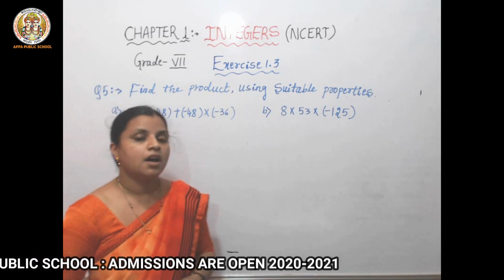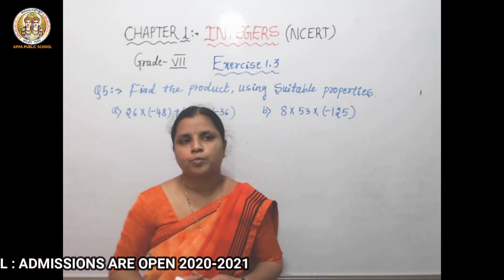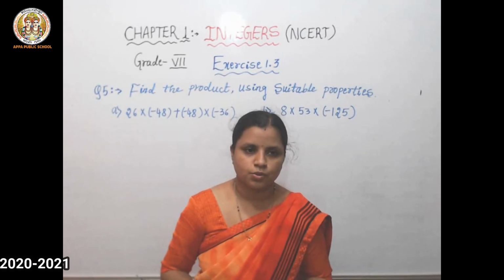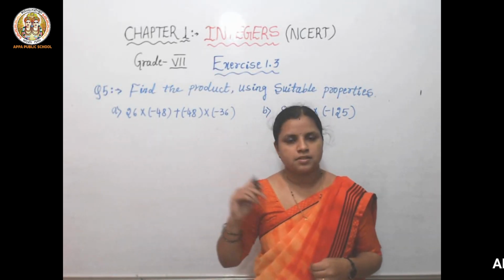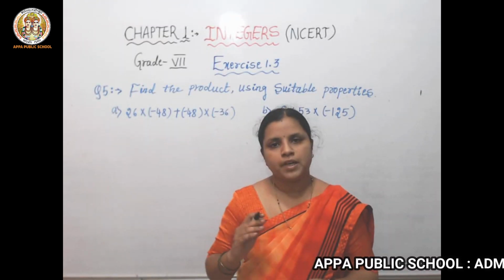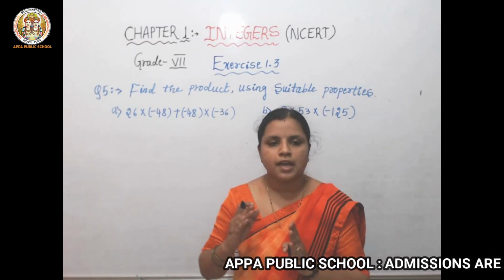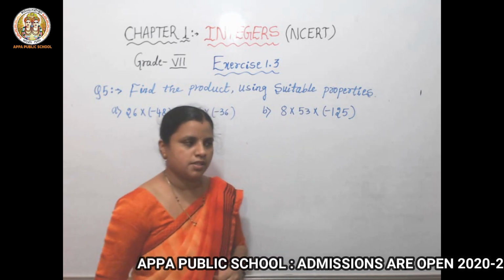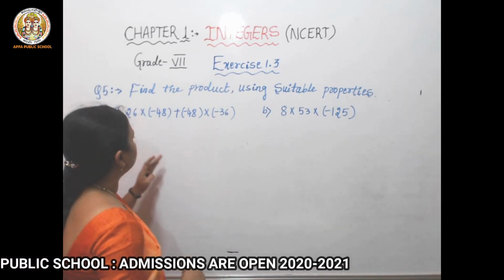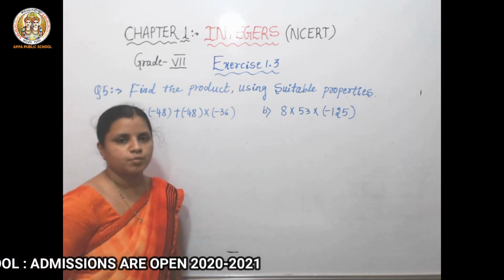And one more is associative. Associative property for addition is (A plus B) plus C is equal to A plus (B plus C). And for multiplication, (A into B) into C is equal to A into (B into C). Okay. With the help of all these properties, now today we are going to solve these problems.